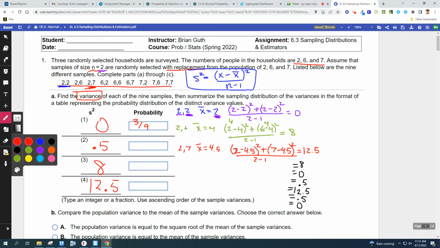0.5, it looks like there are 2 values, so that's 2/9. 8, there are 2 of them, so that's 2/9. And 12.5, are there 2 of them as well? 2 of them. Okay. Keep in mind that your probabilities have to add up to 1, which they do. There we go. That's the first part of this question.